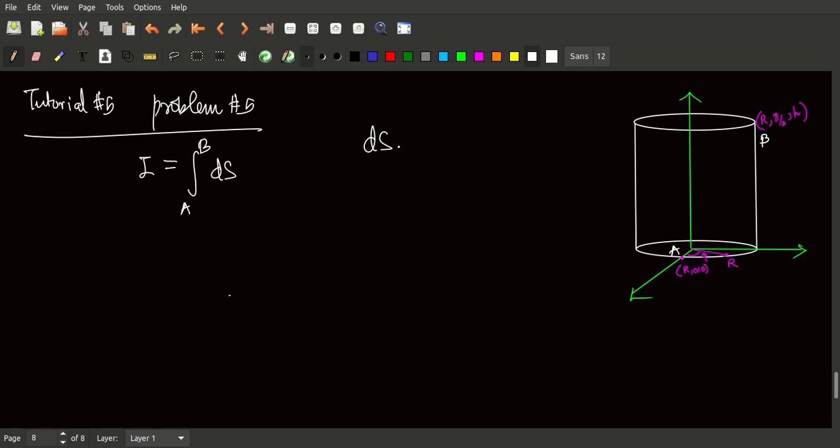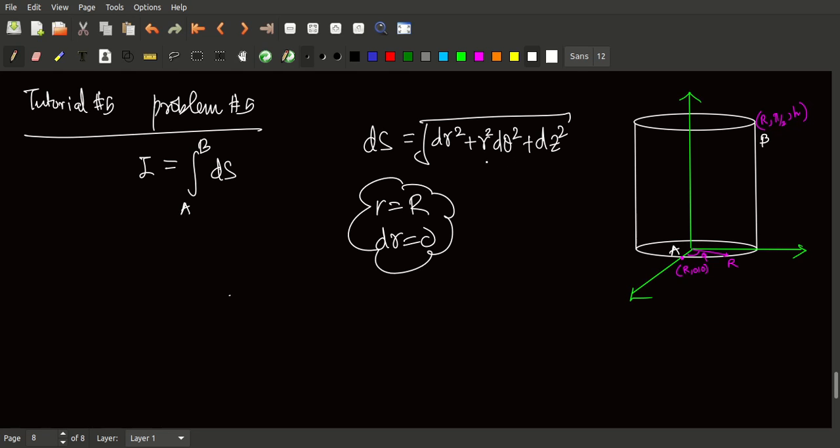Where ds is your length element. So what will be the length element in the cylindrical polar coordinate system? That is ds squared equals dr squared plus r squared d theta squared plus dz squared. Now since it is constrained over the cylinder, small r is equal to capital R and dr is therefore equal to 0. This will reduce your problem to simply ds equal to under root of R squared d theta squared plus dz squared. Now integrating this from A to B will give you any possible path on the surface of the cylinder. Now how will you find out the shortest path?